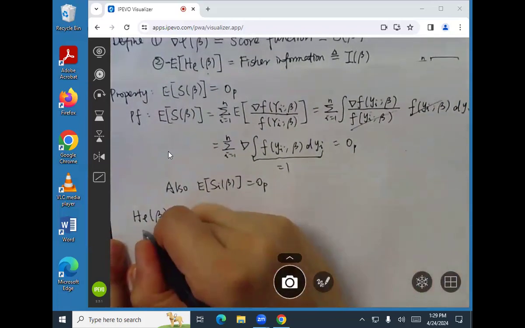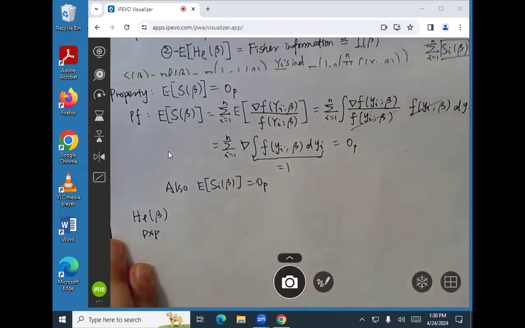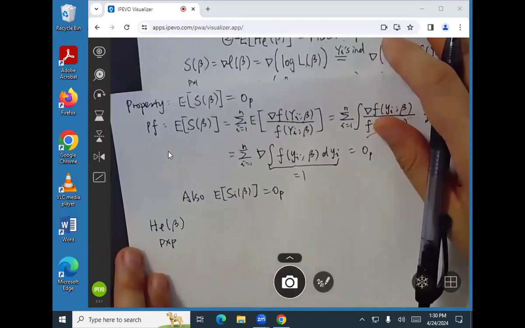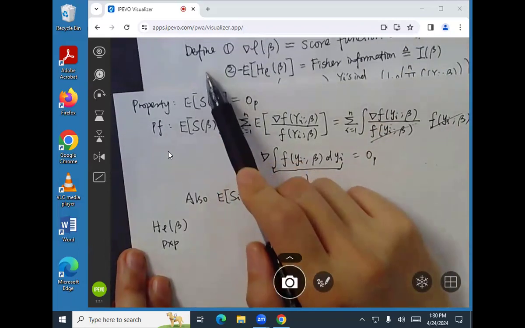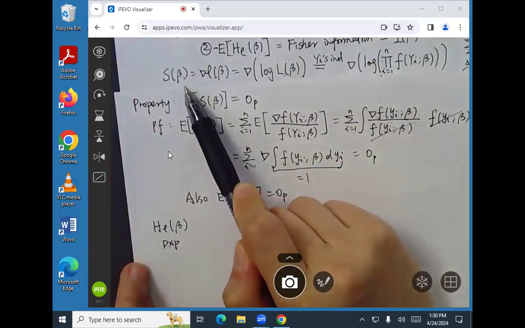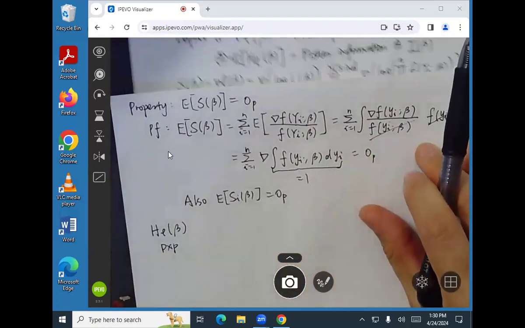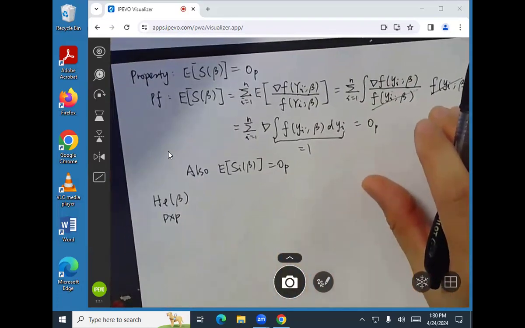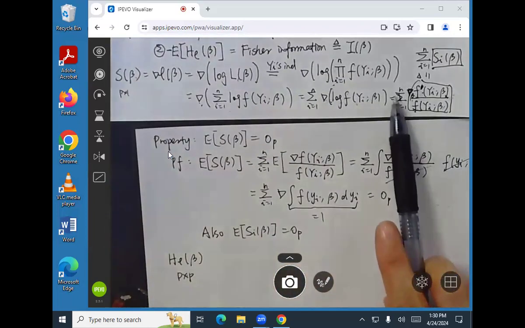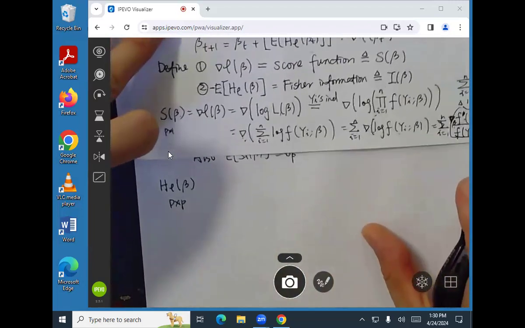As you know, this is a P by P matrix. So what we're going to do is take another derivative against beta from the score function, from S beta. Let's take the derivative against beta once more. So recall that we are already here: S beta is equal to this.